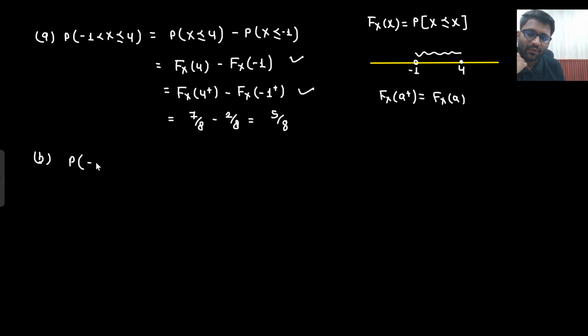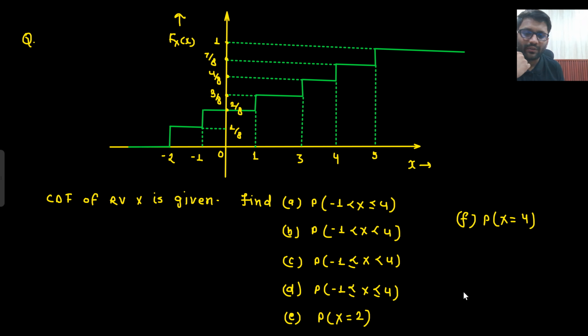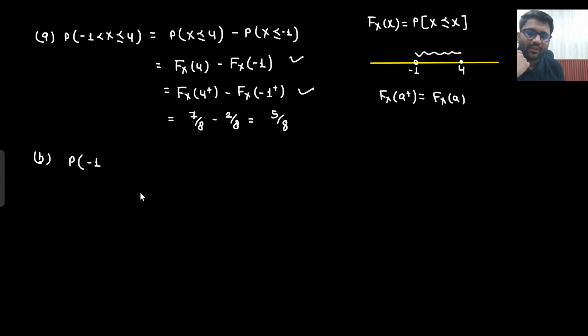Okay. Let's see the second one. It is a very, very important concept, and a very good conclusion we are going to make from here. -1 to 4, excluding both of them.